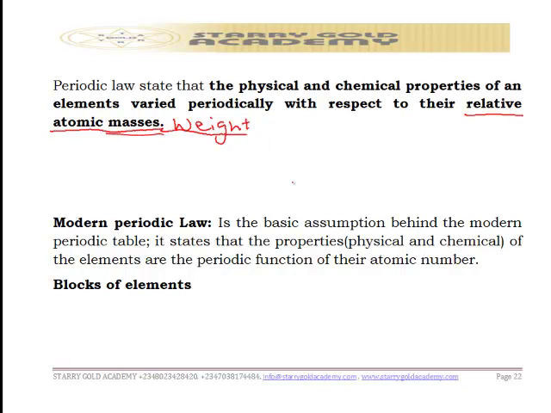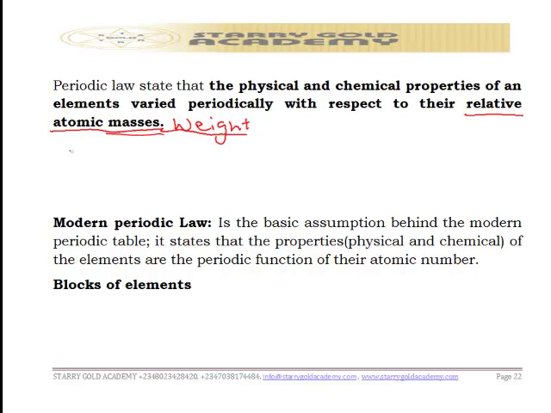Now there's something about this periodic table. Mendeleev's periodic table left a lot of gaps. I repeat, Mendeleev's periodic table left a lot of gaps. Besides that, there are some elements that were missing, but he predicted the properties of those elements that were missing in his periodic table.